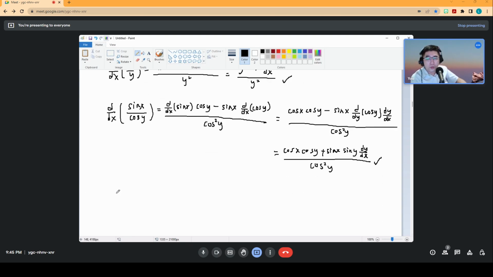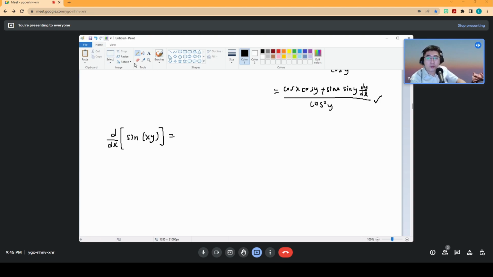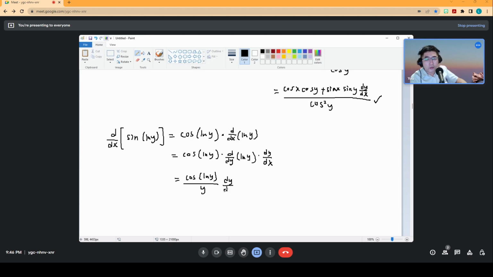Okay, now I go for the chain rule. Let's say I want to differentiate sine of xy. There is an outside, there is an inside. Maybe I don't go for this so difficult first. So let's say sine of ln y. According to the chain rule, differentiate the outside, keep the inside, multiply by the derivative of the inside. So I have cos of ln y. This one is a different alphabet, so make them the same alphabet, keep with the dy/dx. Then I have cos of ln y over y dy/dx as your answer.